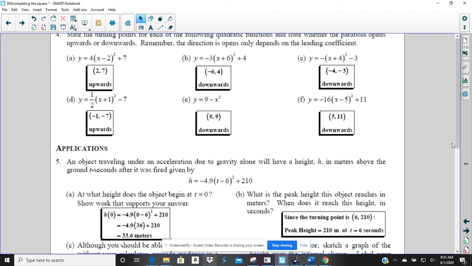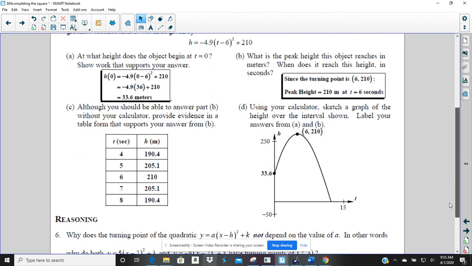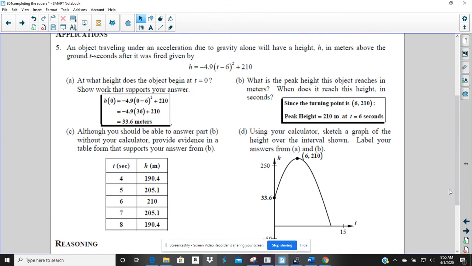The final ones are going to be word problems, and I like this one because this is like a real world scenario. They're giving us the equation. At what height does the object begin at t equals 0? Remember, that's always going to be the y. I'm sorry, at t equals 0. So you plug in 0 for t, but then you had to solve this because this had more going on than just having the y intercept. So you found it out, and it's 33.6 meters.